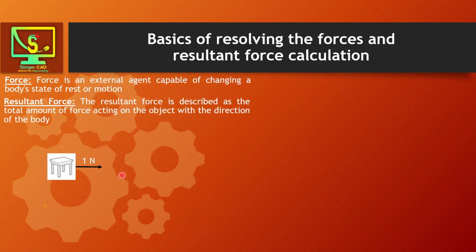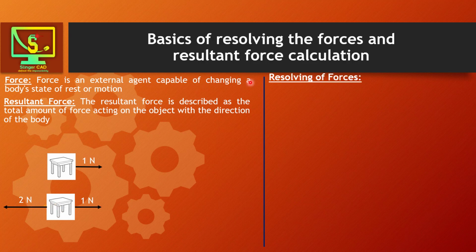Then we'll see what is resultant force. Resultant force is described as the total amount of force acting on the object with the direction of the body. In this case, if we apply 2 Newton of force in this direction and 1 Newton of force in this direction, the object will move in this direction with 1 Newton of force. Next, we go to resolving of forces.